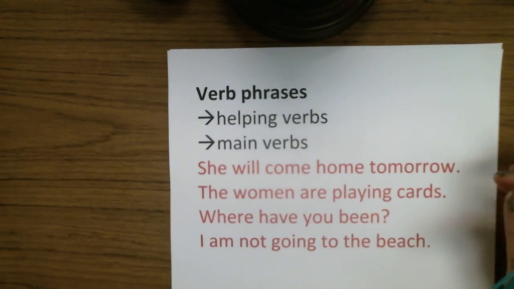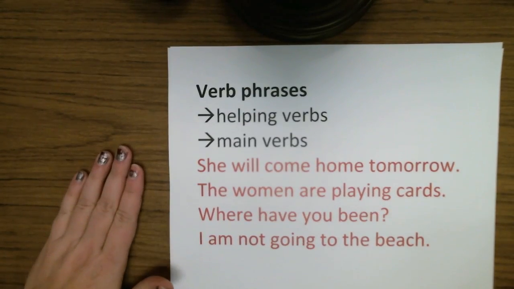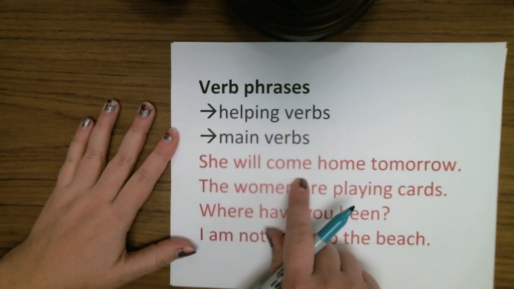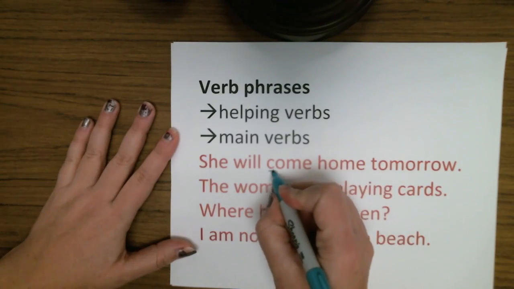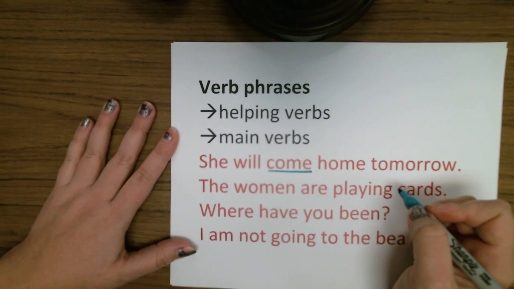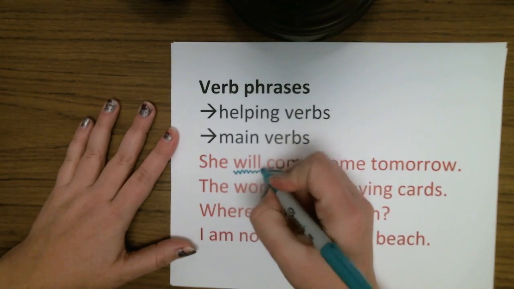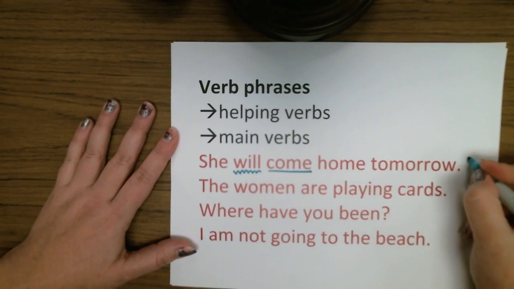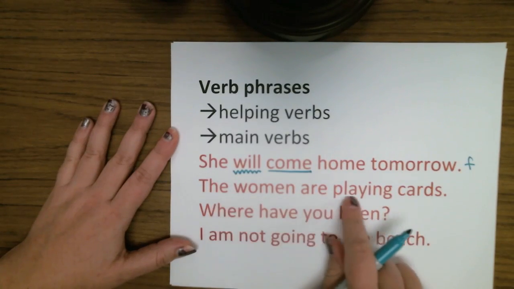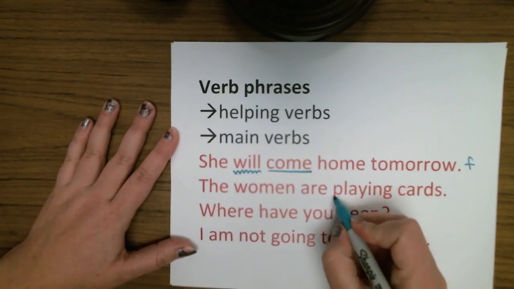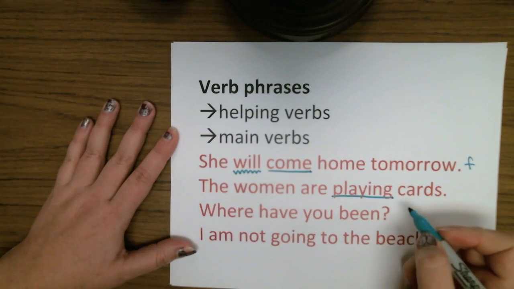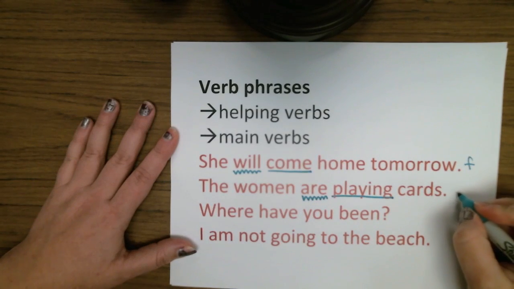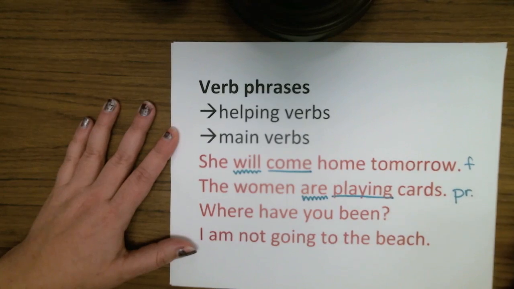So here are 3 example sentences, or 4, sorry, miscounting. She will come home tomorrow. So come is my action word, right? My main verb. But will is also a verb, and it's helping me understand that this is going to happen tomorrow so that this is future tense. The women are playing cards. What are they doing? They're playing. There's my main verb. But are is also a verb. It's a helping verb in this case, helping me to understand that this is present tense.